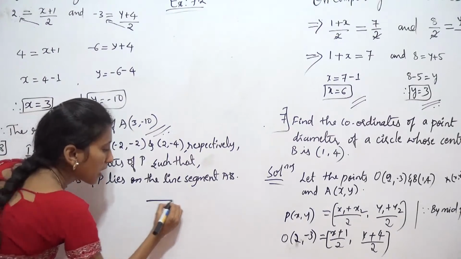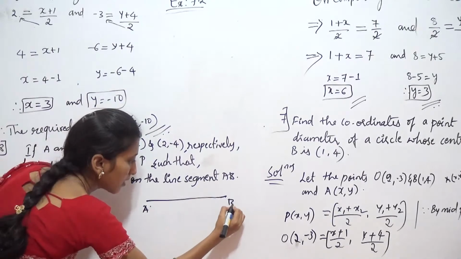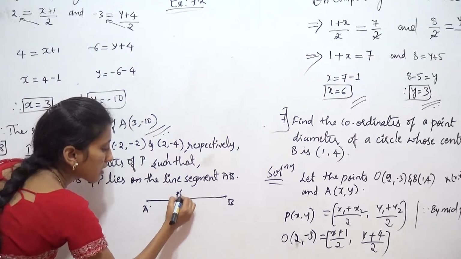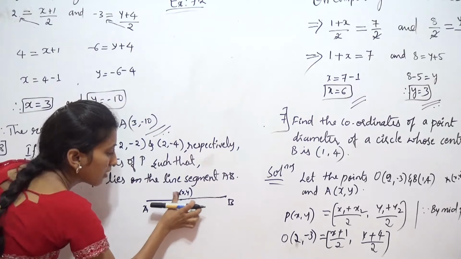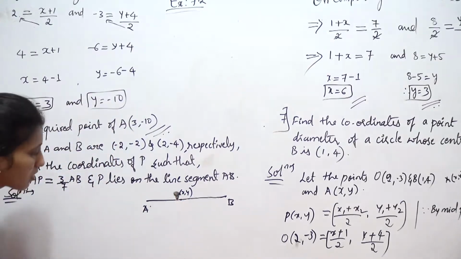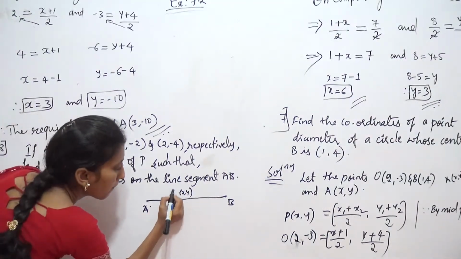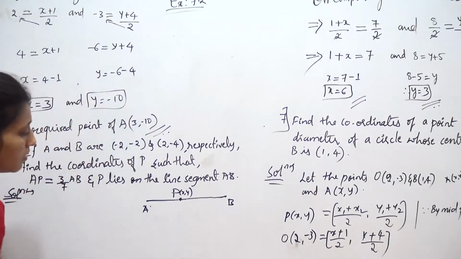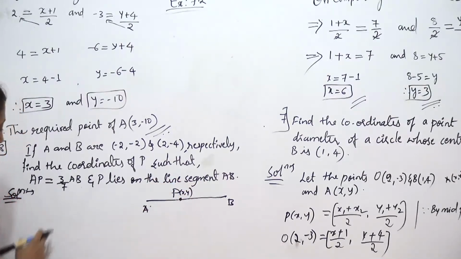If a line segment AB is there, then this point P, that is x comma y, we have P of x comma y. So what this says is P lies on the line segment AB. But AP is 3/7, they are saying.